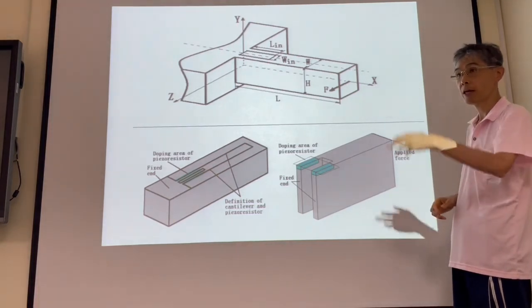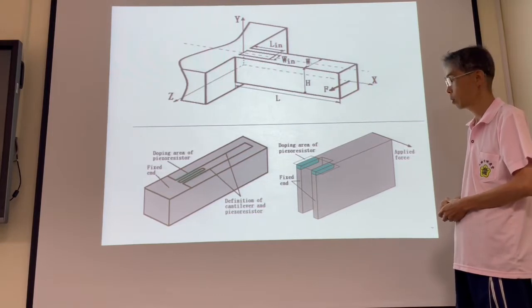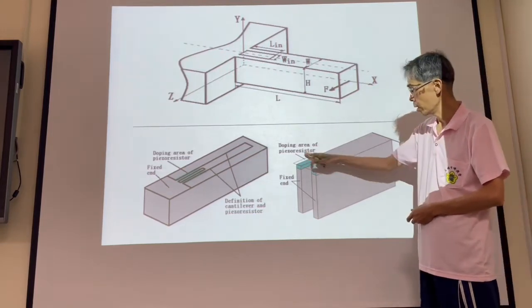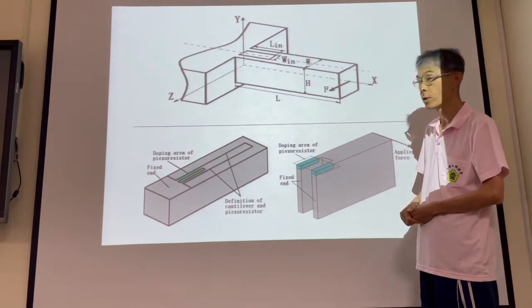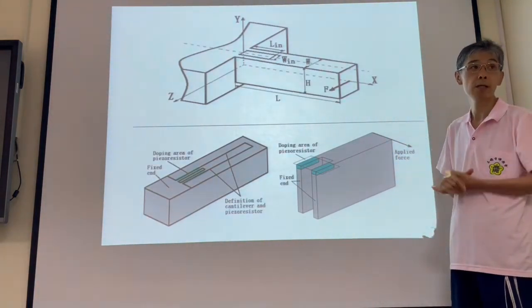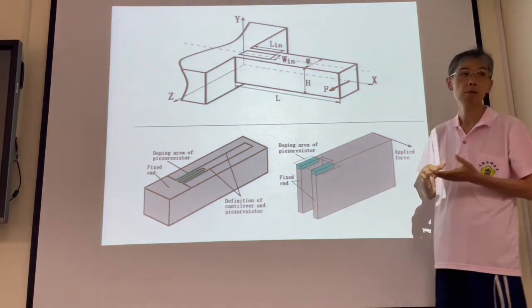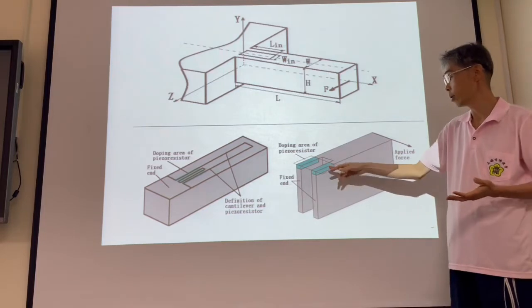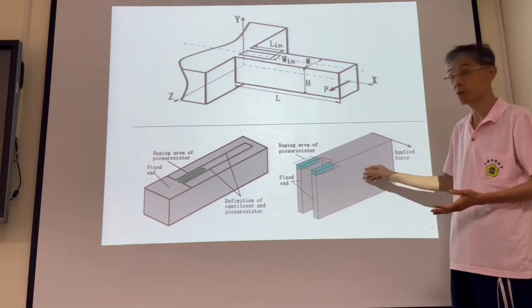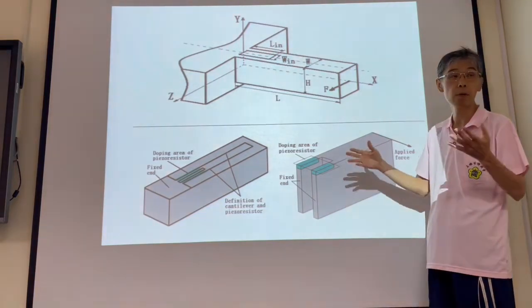Can you imagine that? So this is the area of the piezoresistor. Because this is a semiconductor fabrication process, we cannot randomly put the piezoresistor at any place we want. Only on a certain layer can we have the poly layer.